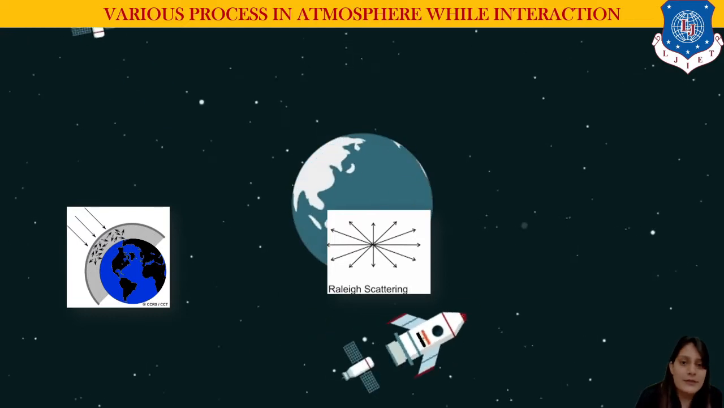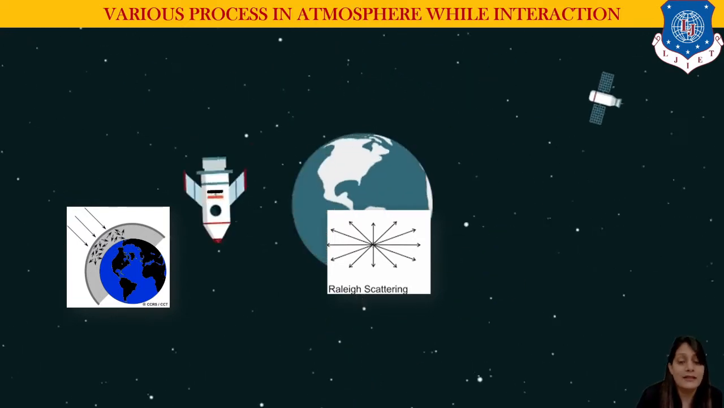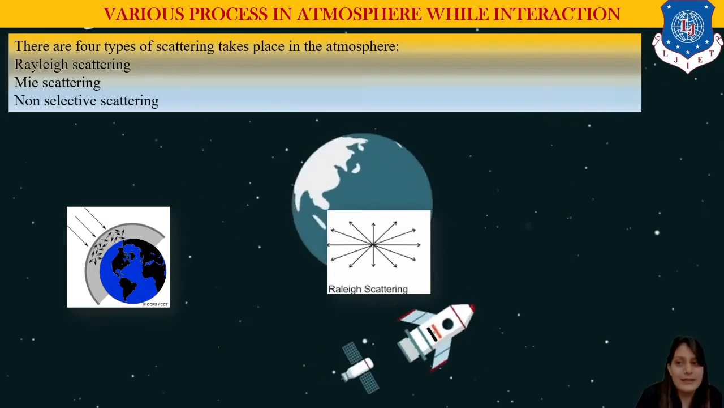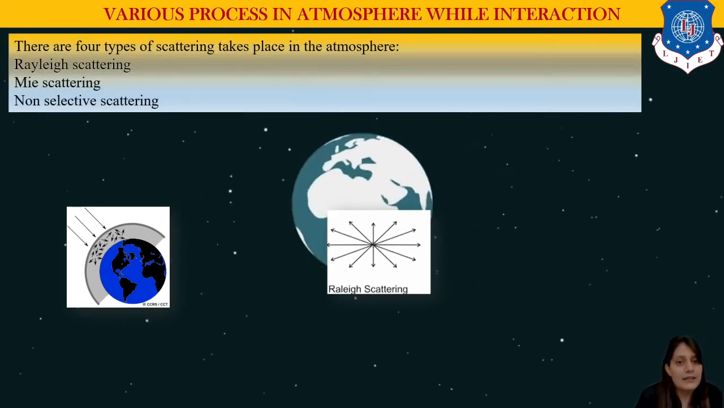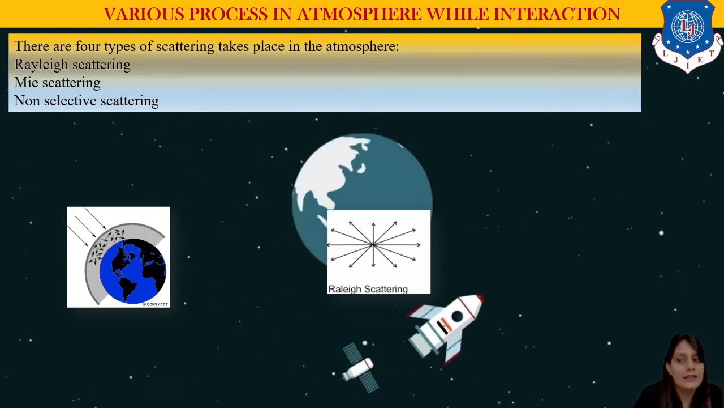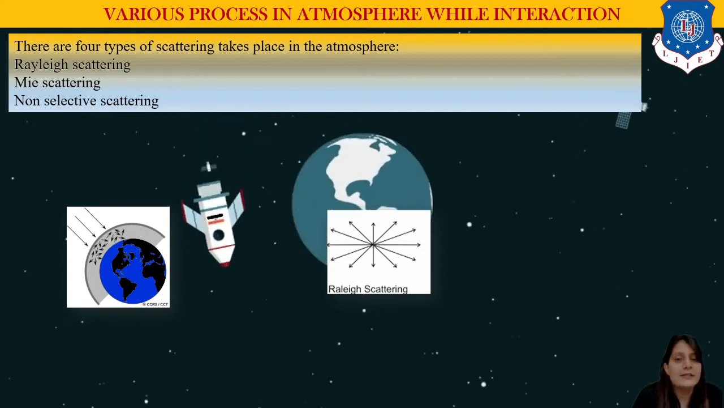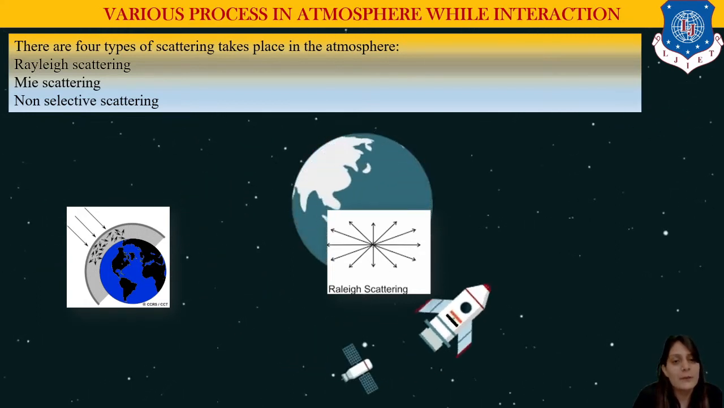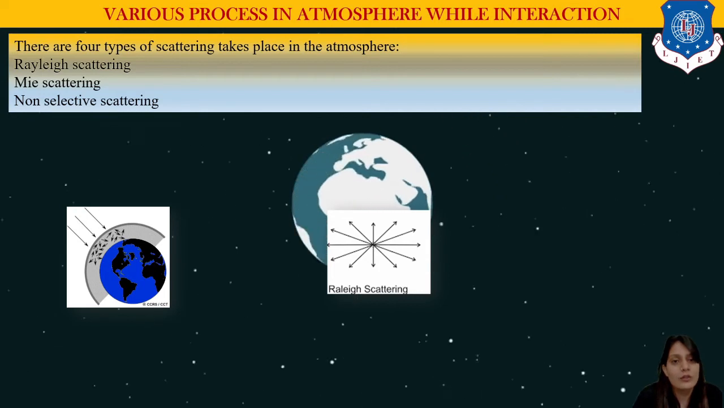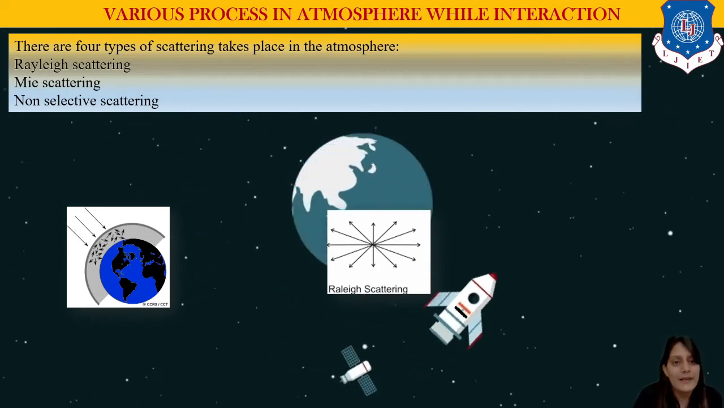The very first process we are going to discuss here is the scattering process. There are specifically types of scattering. You can see here Rayleigh, Mie, and non-selective. These are the well-known scatterings, and we need to know them so that we can understand how scattering takes place.